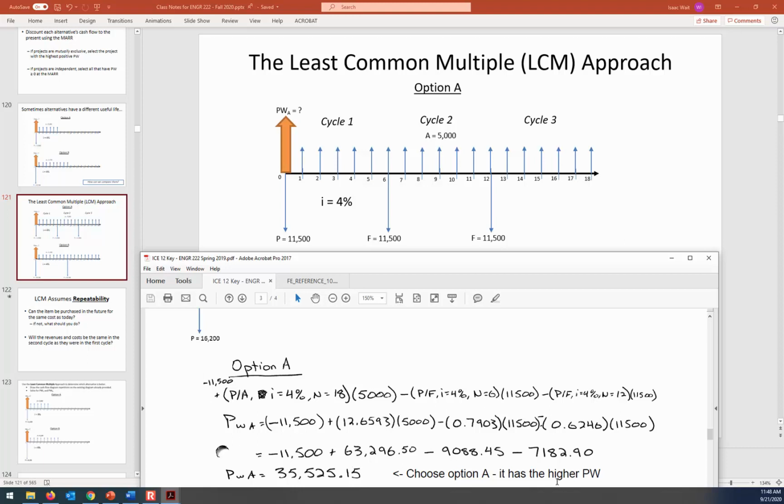So option A is worth in total $35,525 because that's the value of the revenue, the $63,000, combined with the 3 times that we have to purchase the item. The time we purchase it at year 0, the time we purchase it at year 6, and at year 12. And so the present value of those future expenses is less. So that's why it's not 11,500. It's because we find the discounted equivalent of 11,500.